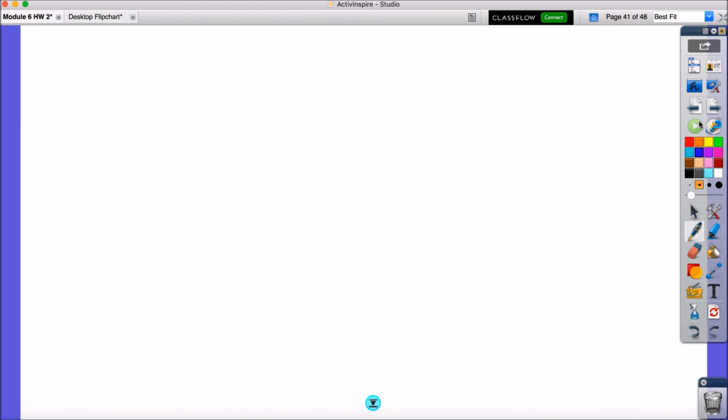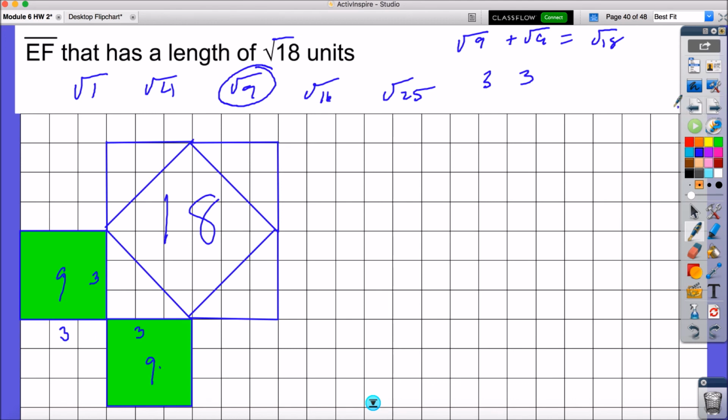All right, so hopefully this helped. Ooh, I just noticed one thing. I actually went way too far. It says EF has a length of radical 18 units, not an area of 18 units. Well, now that I have my square, I just have to do one step. If I have an area of 18, how do I find the side length? I take the square root. So this right here is my answer because this is the side of my square. To find the side length, you just take the square root of 18, which is just radical 18. So these side lengths are radical 18.